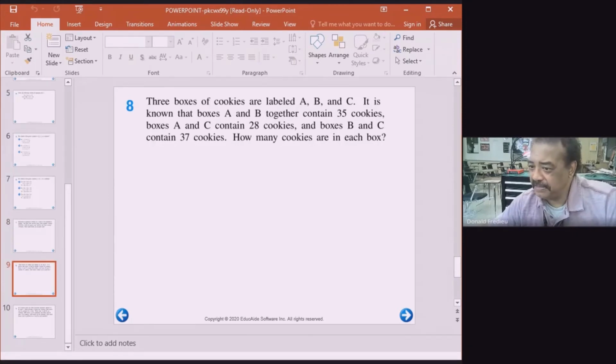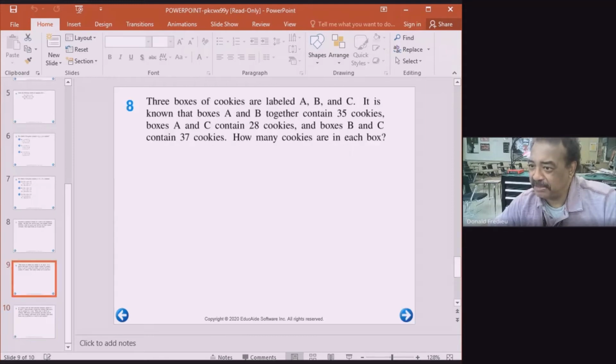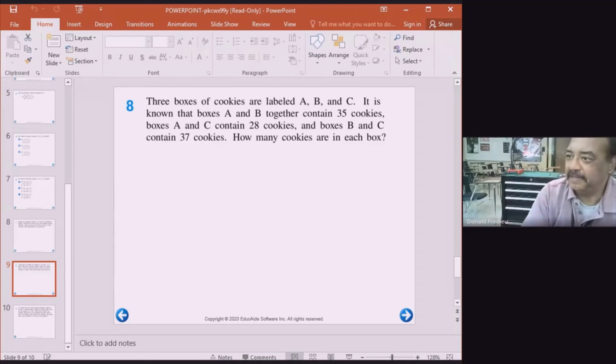Now these are cookies. Let's see what the other one is. Polishing machines. I don't know. Cookies might be a little bit more interesting than polishing machines. Let's do the cookies. So we have 3 boxes of cookies. The boxes are labeled A, B, and C. Box A and B together contain 35 cookies. So first equation, excuse me, is A plus B equals 35.